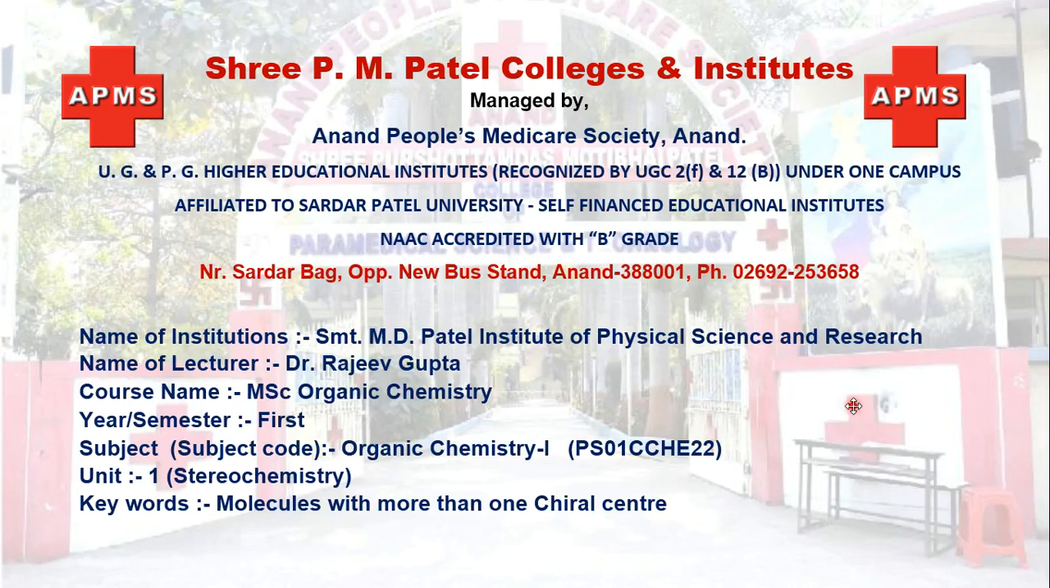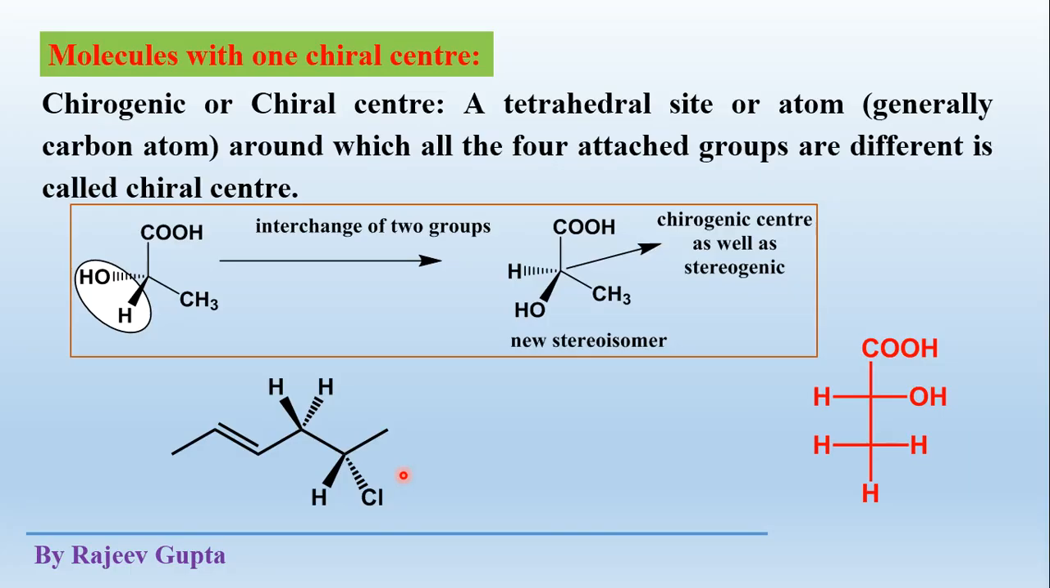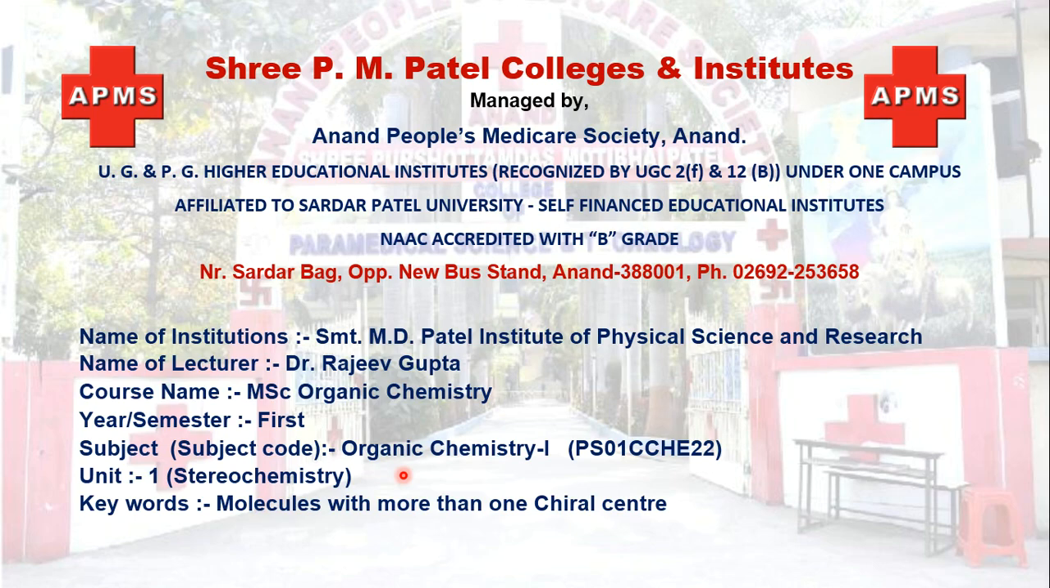Hello friends, I am Dr. Rajiv Gupta. The institute's name is Srimati M.D. Patel Institute of Physical Science and Research, Anand. Course is MSc Organic Chemistry Semester 1. Subject is Organic Chemistry first. The subject code is PS01CCHE22. The unit number is 1, which is related to stereochemistry. And today I am going to talk about molecules with more than one chiral center.